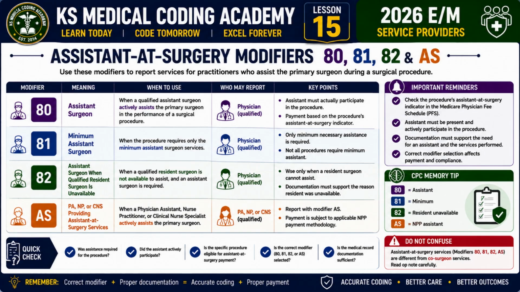Now let's review the 4 important assistant at surgery modifiers: 80, 81, 82, and AS. These modifiers help identify services provided by practitioners who assist the primary surgeon during a surgical procedure. Let's start with Modifier 80. Modifier 80 represents an assistant surgeon. It is used when a qualified physician actively assists the primary surgeon during the procedure.